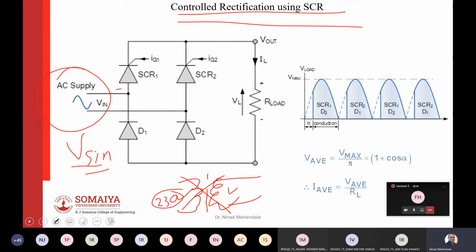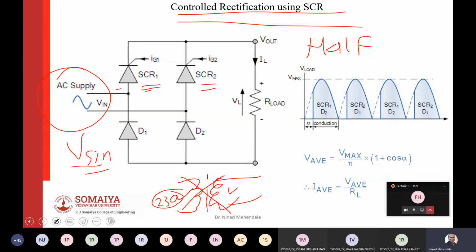But if you want, you can put a transformer. It won't make any difference to the circuit as such. Now we connect SCRs instead of regular diodes. Now this is a half control because only two of the diodes are replaced by the SCR.